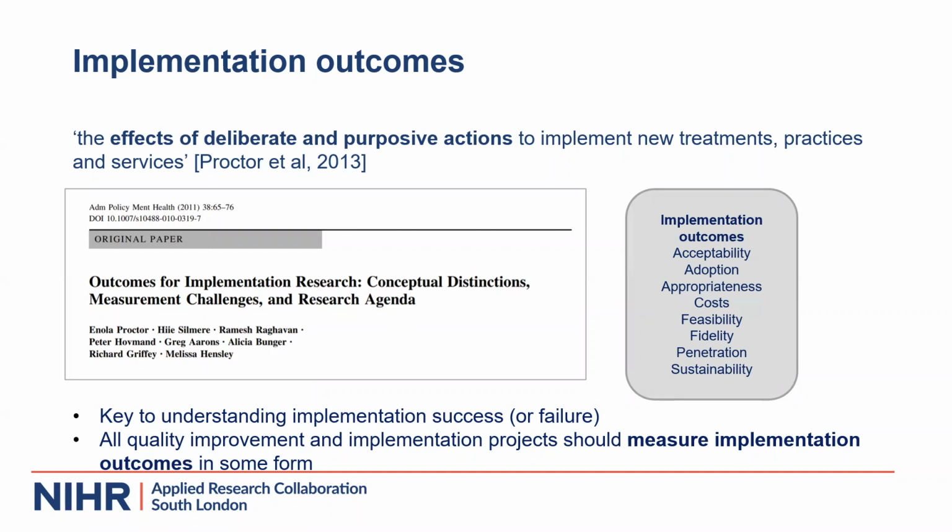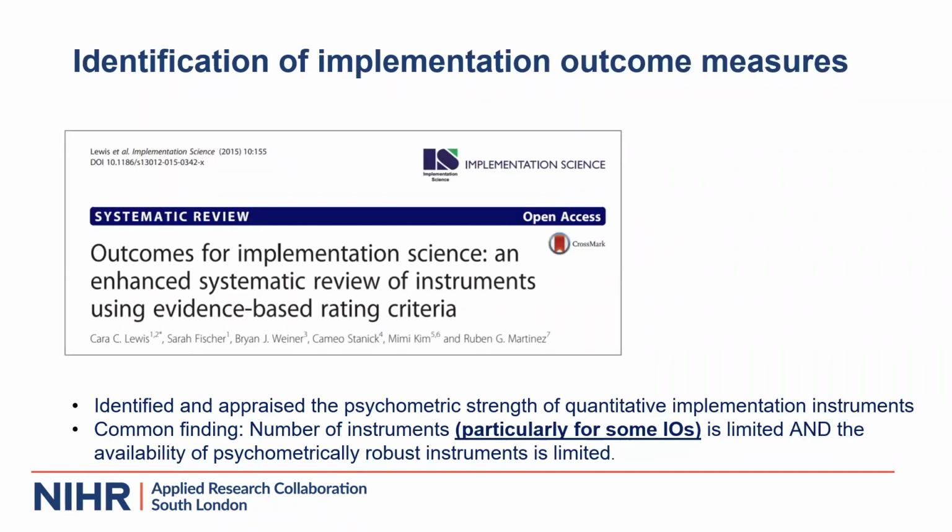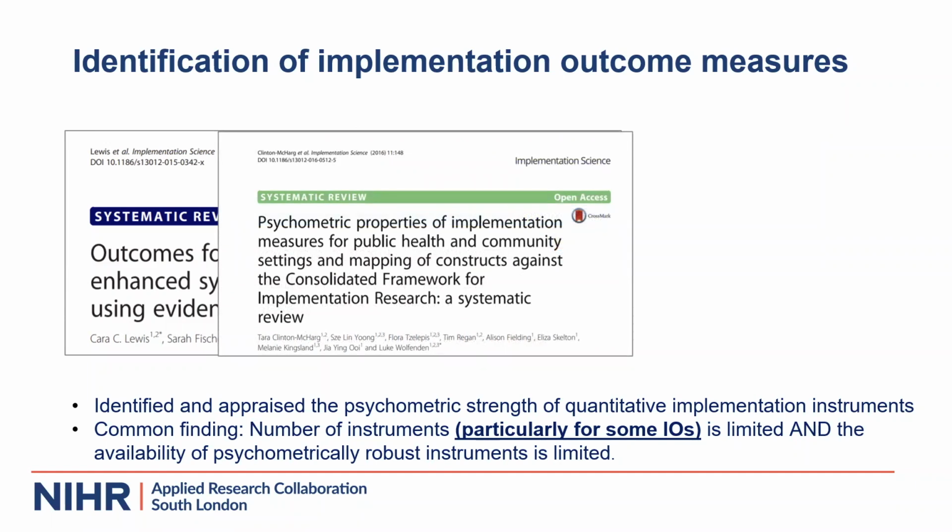If you plan to measure implementation outcomes using quantitative methods, it is really important that the measures that you use are reliable and valid. So over the past few years, there have been numerous systematic reviews published that have identified and appraised the reliability and validity, and more recently, the pragmatic quality of quantitative implementation outcome measures. A common finding of these systematic reviews is that the number of instruments, particularly for some implementation outcomes, is limited, and the availability of psychometrically strong and robust instruments is limited.